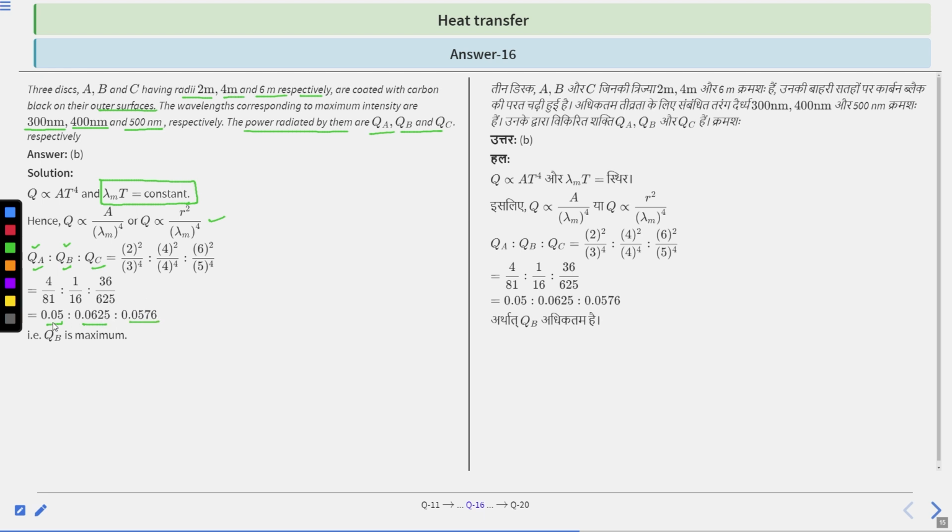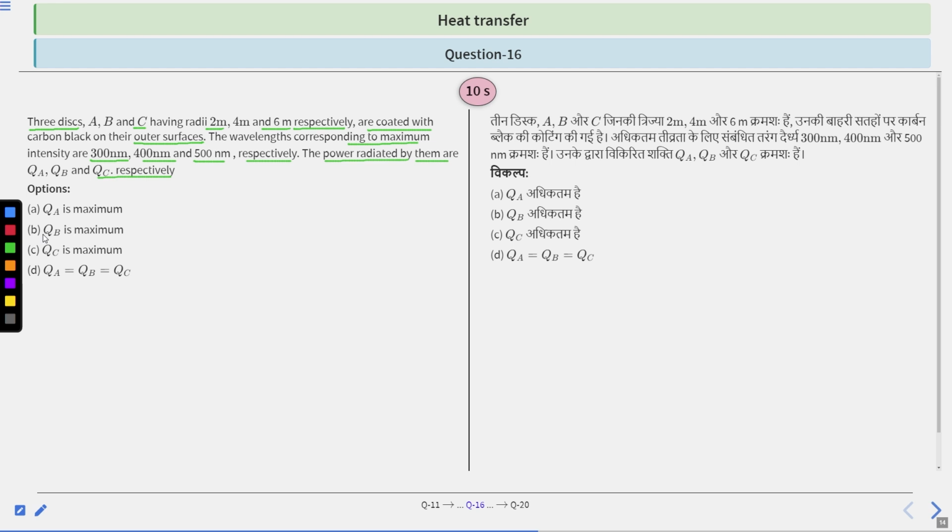So comparing QA, QB and QC, QB is maximum, 0.0625. Clear? So this one is maximum, and the correct answer is B, QB is maximum. This one is correct. Clear? Next question.